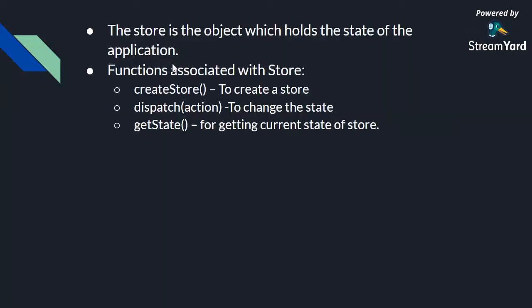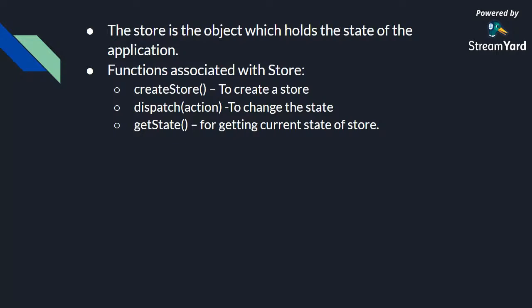Okay. So the next thing we have is the store. Store is nothing but an object which stores the entire state of the application. As I said, in Redux, there is one source where all the state variables come from. That object is also known as the store. We have three main functions associated with the store. The first one is createStore, which is used to initialize the store, or create a state object. The next one we have is dispatch action.